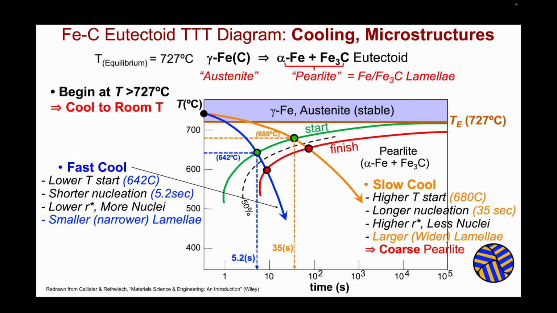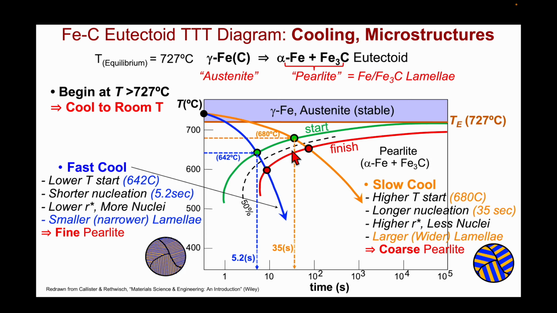For the fast cool, the nucleation is completed at a higher undercooling with smaller sized and more numerous nuclei, which transform into smaller, narrower lamellae. The final microstructure therefore corresponds to fine pearlite. So indeed, by controlling the cooling rate, we can control the actual microstructure, coarse pearlite or fine pearlite, and therefore control the mechanical properties. We could also use the diagram to quantify the growth times for the two samples.